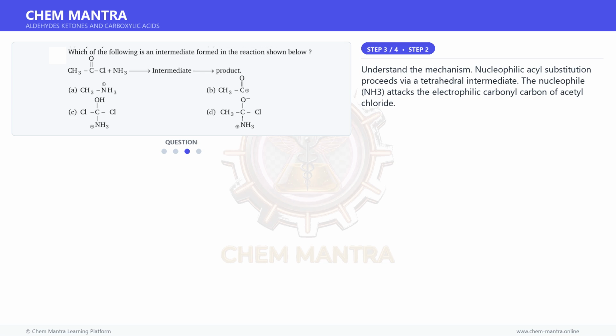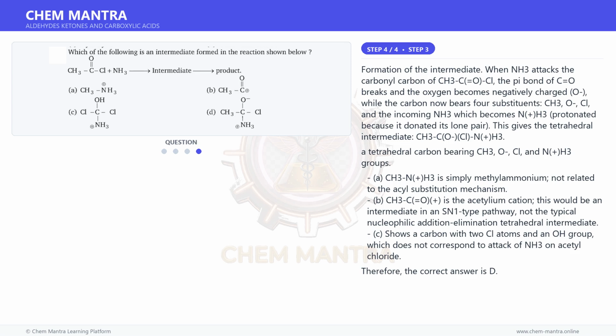Moving on to the next step. Understand the mechanism. Nucleophilic acyl substitution proceeds via a tetrahedral intermediate. The nucleophile NH3 attacks the electrophilic carbonyl carbon of acetyl chloride. And for the final step, formation of the intermediate.